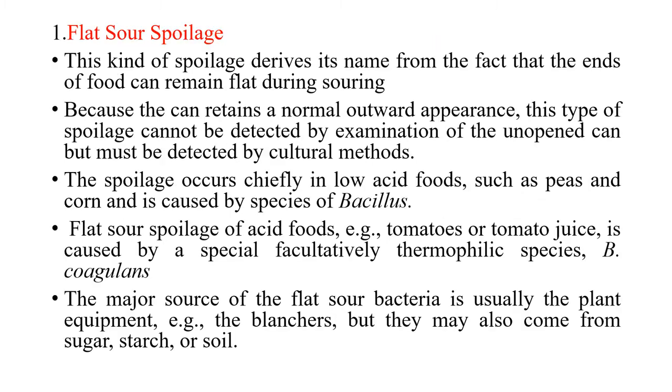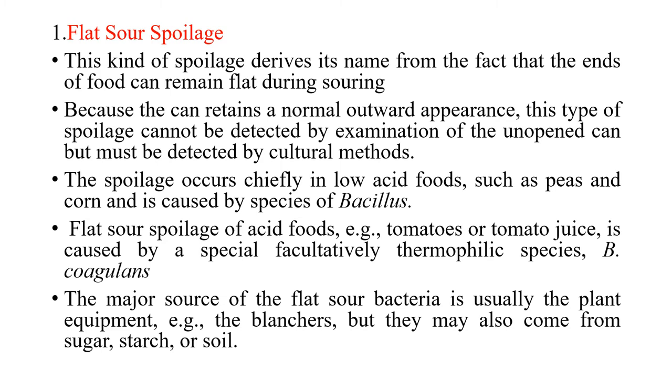First we will see what flat sour spoilage is. This kind of spoilage derives its name from the fact that the ends of the can remain flat during spoilage. Because the can retains a normal outward appearance, this type of spoilage cannot be easily detected by examining the unopened can and must be detected with the help of cultural methods. The spoilage occurs chiefly in low acid foods such as peas and corn, and the main causative organism is the Bacillus species. Flat sour spoilage of acid foods, for example tomatoes and tomato juice, is mainly caused by Bacillus coagulans. The major source of flat sour bacteria is usually plant equipment like blanchers, but they may also come from sugar, starch, or soil.